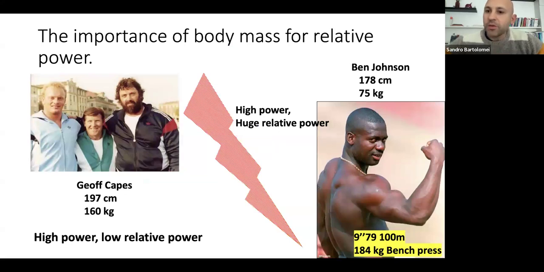Ben Johnson, for example, was a former 100-meter sprinter, Olympic champion in Seoul 1988, and then disqualified for Winstrol, a kind of anabolic steroid. He was able to bench 184 kilograms, and his body mass was about 77 kilograms. So he was actually very strong. Of course, he was taking steroids, but that was probably not the only reason. The reason is that maximal force is also important to obtain a high level of power. Okay.